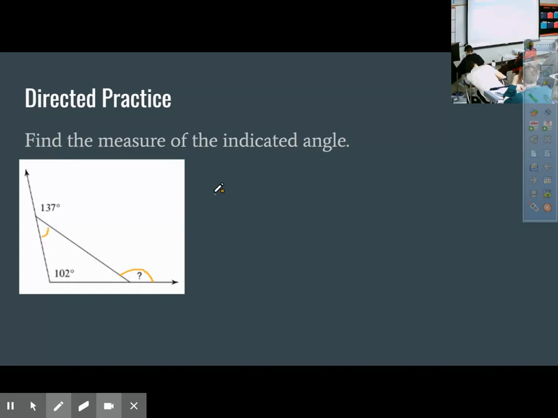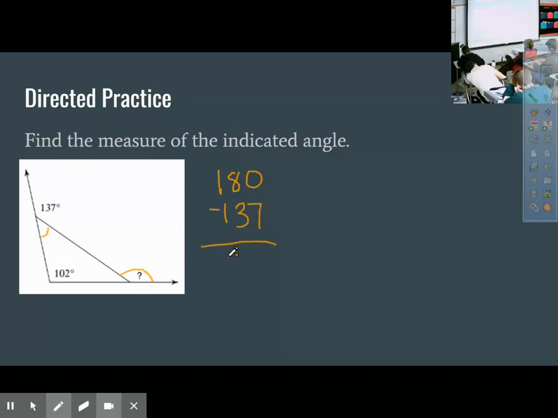Oh, 180 minus 137. Yeah, these two here, this is an exterior angle, which means these two add up to 180. So you would do 180 minus 137. And Noah, what's 180 minus 137? 43. 43? Okay, so that means this angle here is 43 degrees.